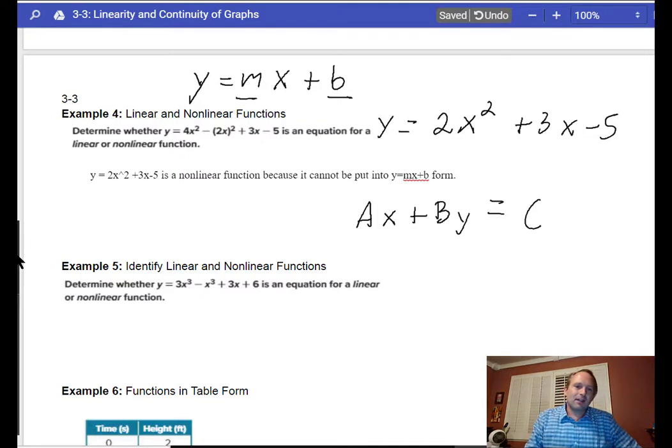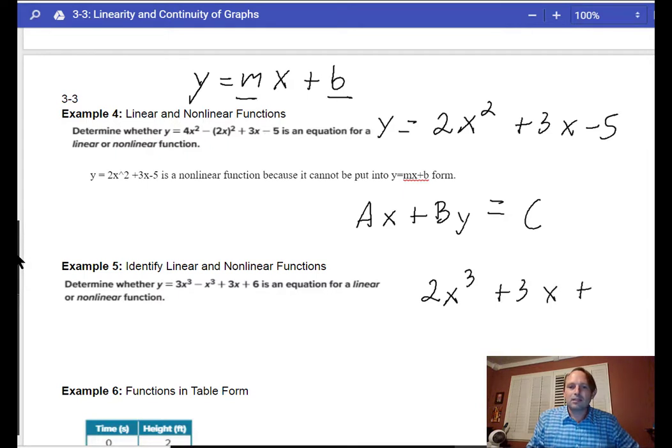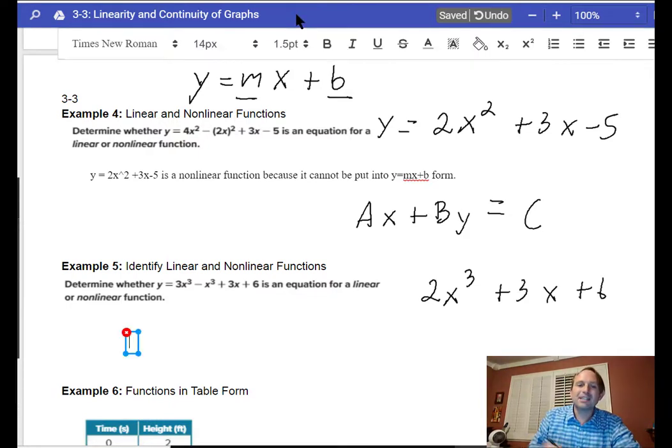All right, example 5. Identify linear and nonlinear functions. Well, we've already done this one, so let's do it again. So 3x cubed minus x cubed, that would be 2x cubed plus 3x plus 6. Once again, this is a nonlinear function because it cannot be put into standard form or slope-intercept form.